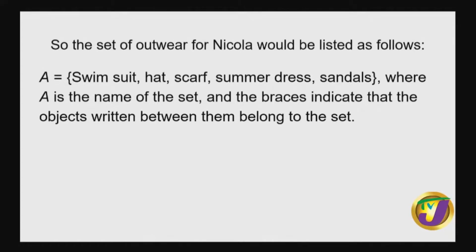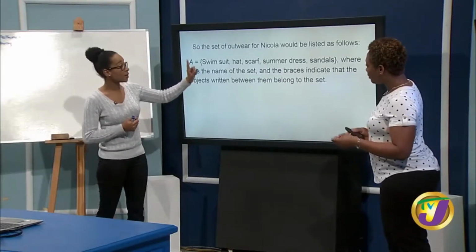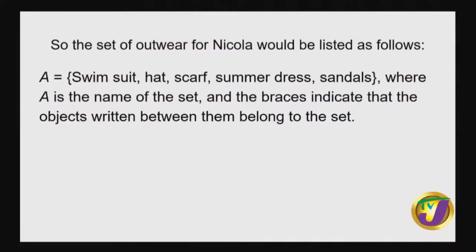Exactly. Where A is the name of the set, and the braces indicate that the objects written between them belong to the set. So we now know that set A has all the items that Nicola would have in her outwear for the summer. But we were asked another question. How many elements were there in this set? So let's count. Swimsuit is 1, hat, 2, scarf, 3, summer dress, 4, and sandals, 5. So we have 5 elements in this particular set.